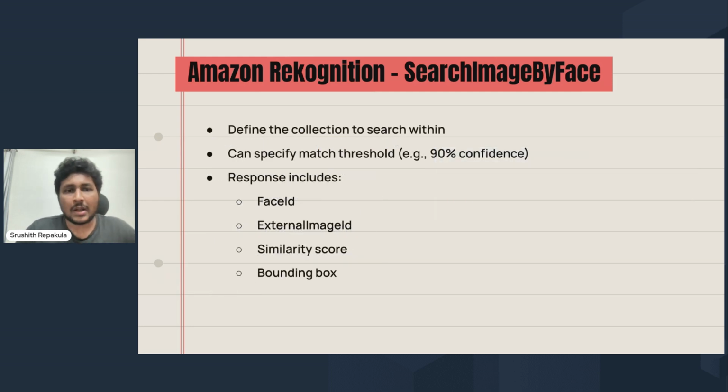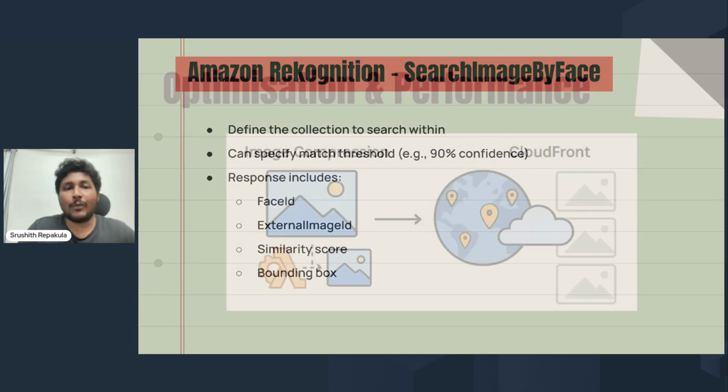If I have to summarize, you define a collection to search within and can specify the threshold. You can put 90% confidence, 100%, 70%, up to your use case. The response includes the face ID, external image ID, similarity score, and the bounding box. So this confidence is there, but if you still want to, in your application layer, filter further, you can still do that. And the bounding box, as I said, you can leverage to draw the box in the image if you want to do that. Again, I have mentioned external image ID. I'll come to what that is.